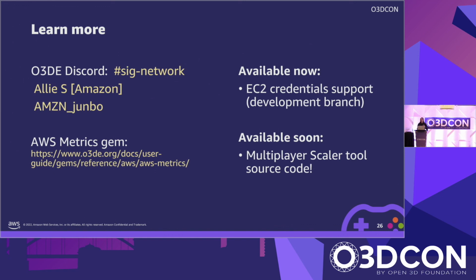And then finally, if you want to try out something like this for yourself, we have 2 things I want to let you know about. So the first is that we have support for EC2 credentials actually available right now in the development branch of O3DE. So this is a feature that makes it a lot easier to actually run your O3DE projects in EC2 because you don't have to go through credential setup separately. You can leverage the credentials that are available for you within that AWS environment. So that's available now in the development branch.